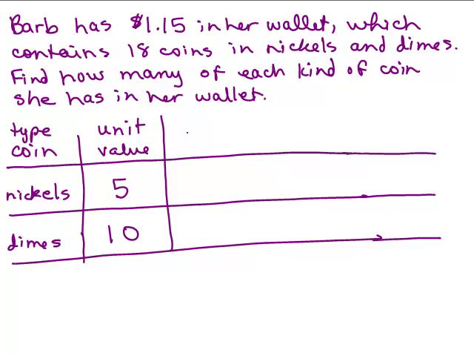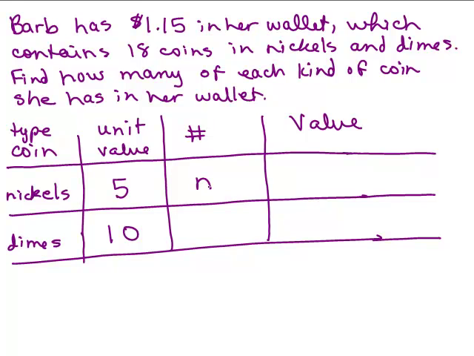And now we're going to put the number of nickels or dimes. So the number, or you could put how many, anything to help you out here. We're going to have a column for the number of each coin in the wallet, and then we're going to have the value. So we'll have the value of the nickels and the value of the dimes. Let's see, all we know is that there are 18 coins total. So let's let the nickels be N for nickels.